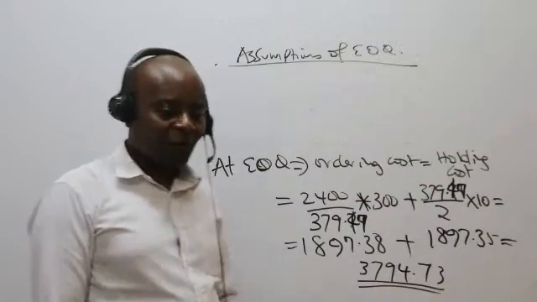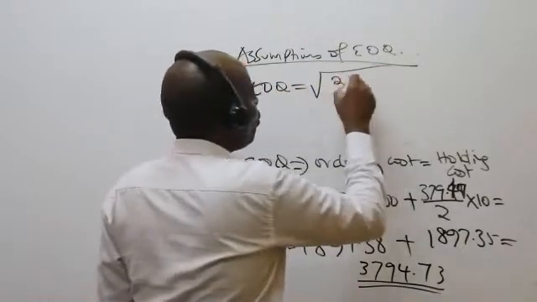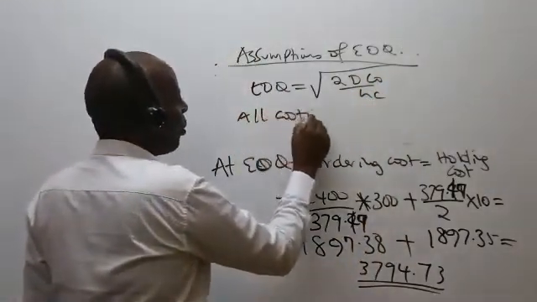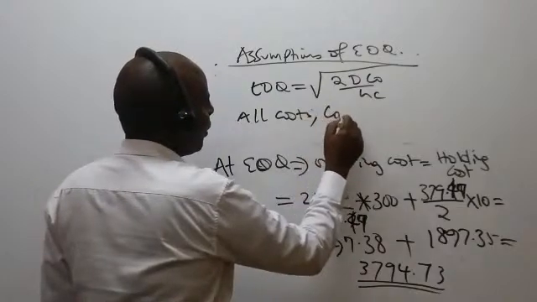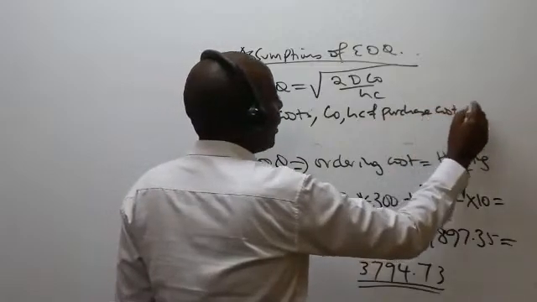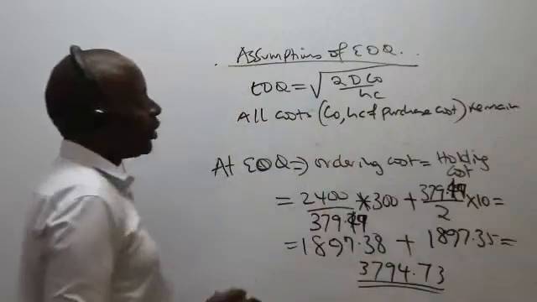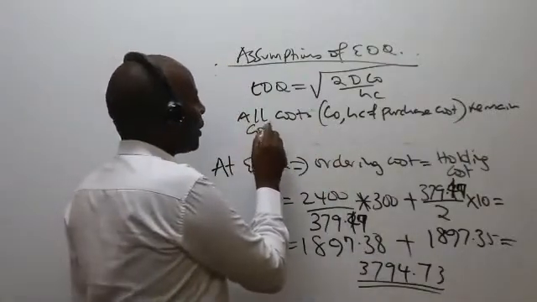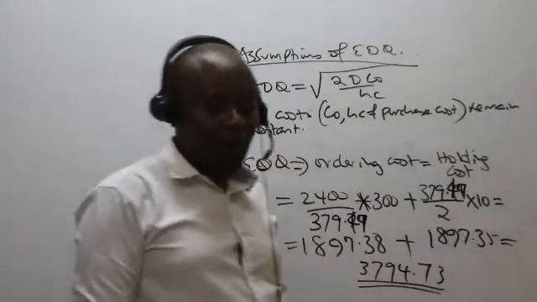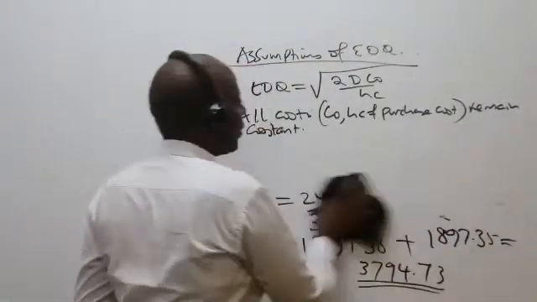Yes, that's very good, ladies and gentlemen. That we have our EOQ formula, which is the square root of 2DCO over HC. That all costs, that is CO, HC, and the purchase cost, remain constant. For the model to work, they must remain constant.